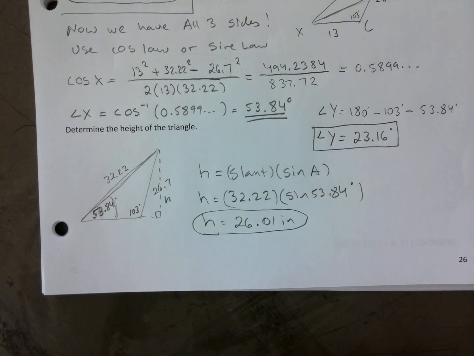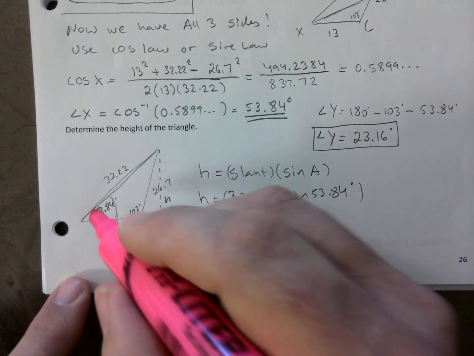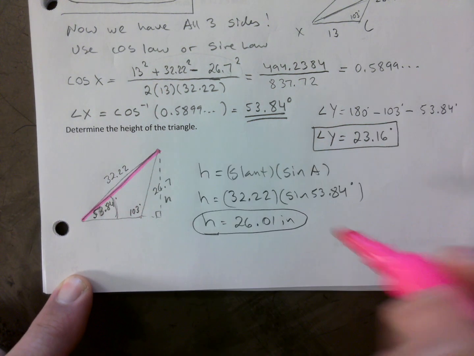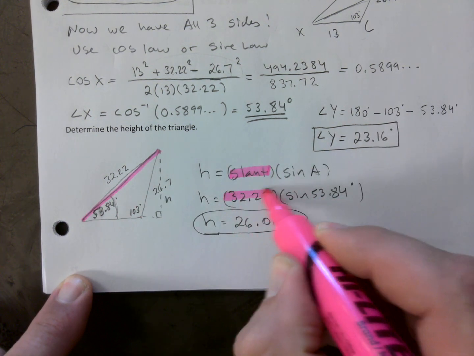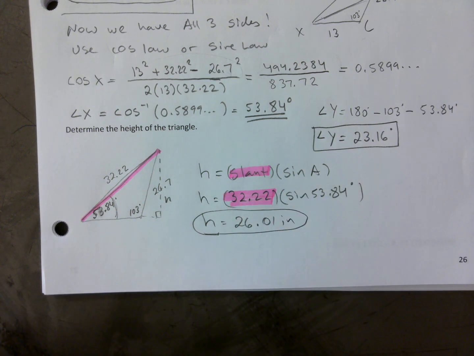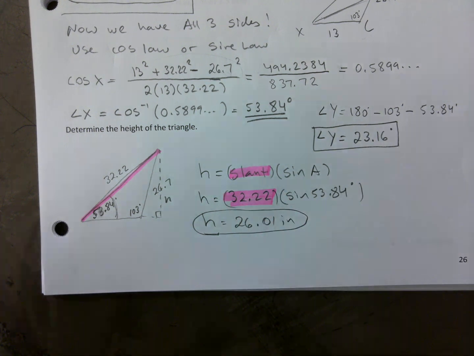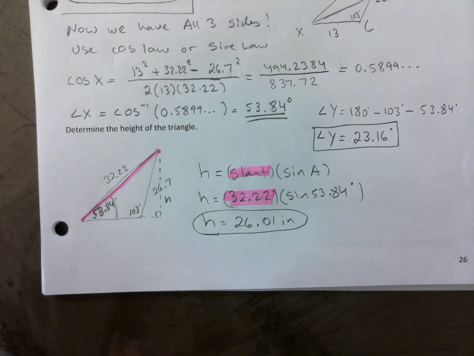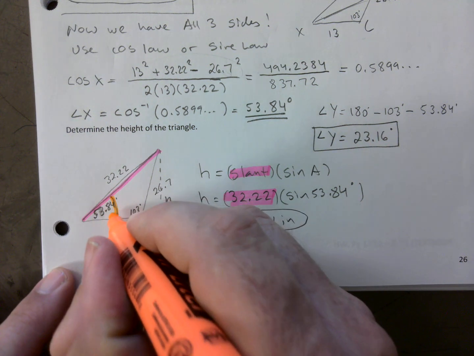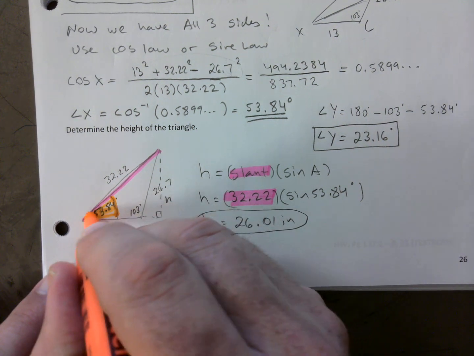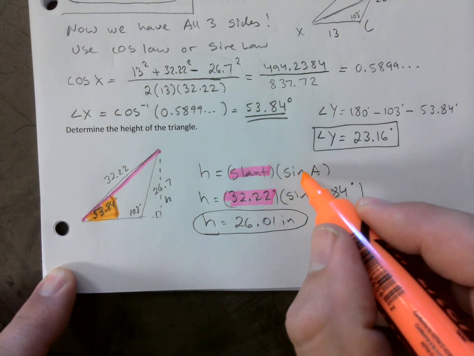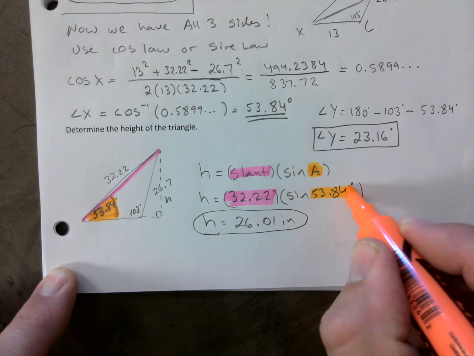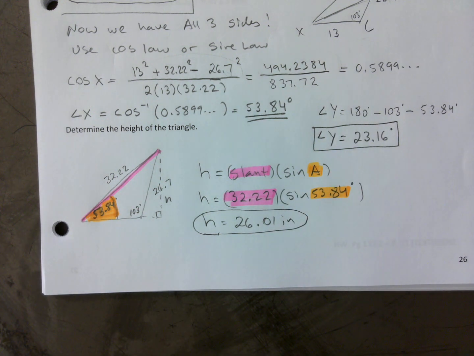So I'm going to actually use highlighters here. Oops. So this slant was that. Pink kind of doesn't do a good job, does it? And this is my angle right here. That's how you find the height.